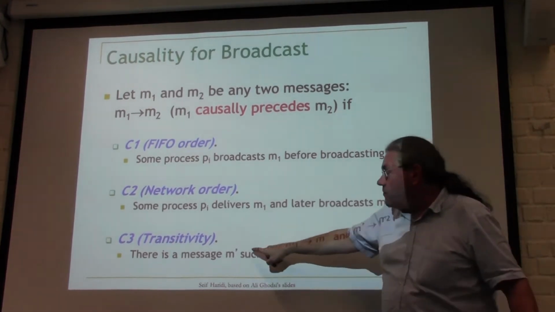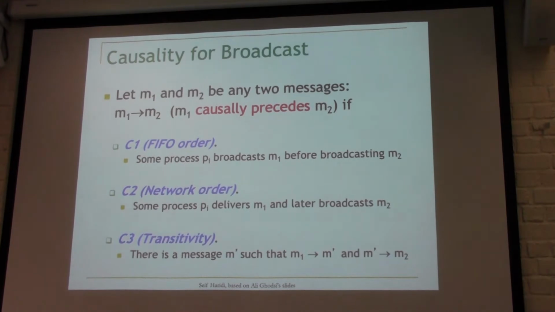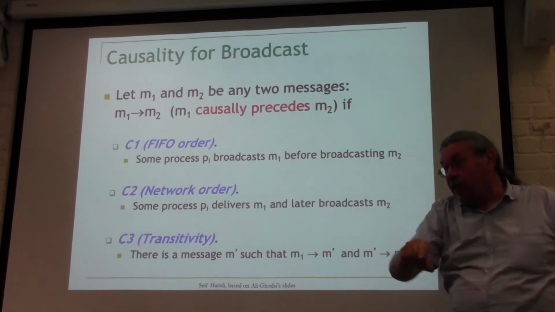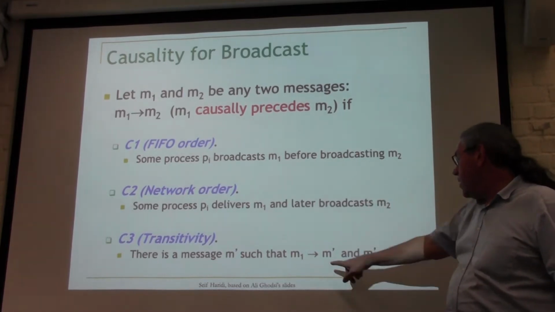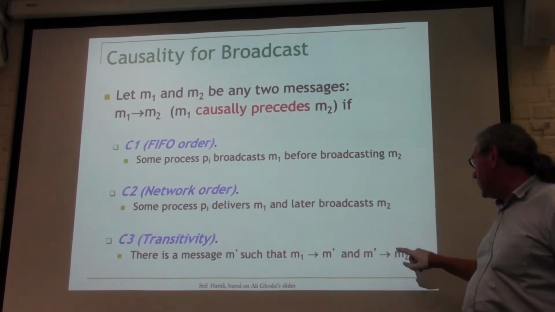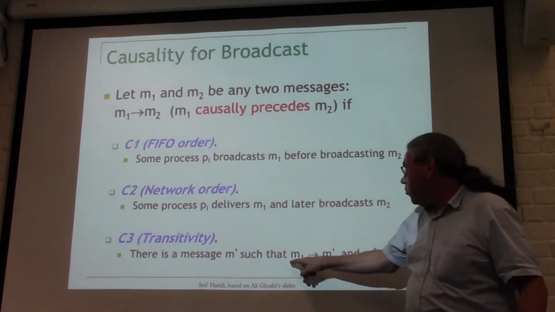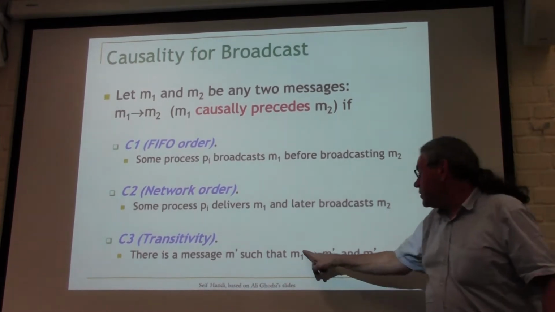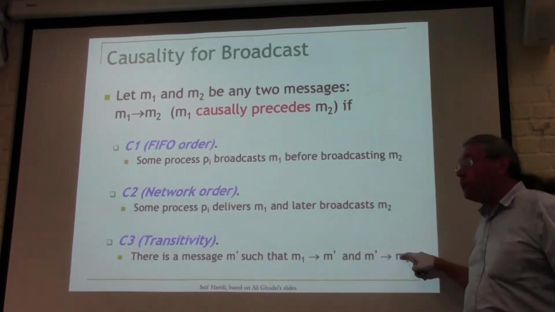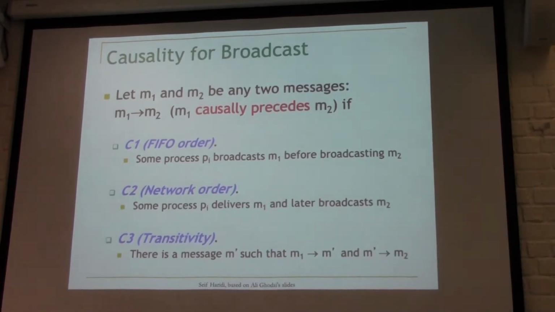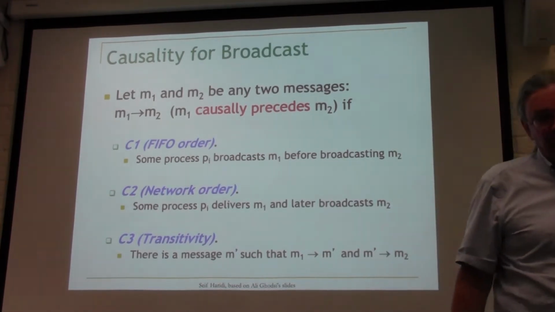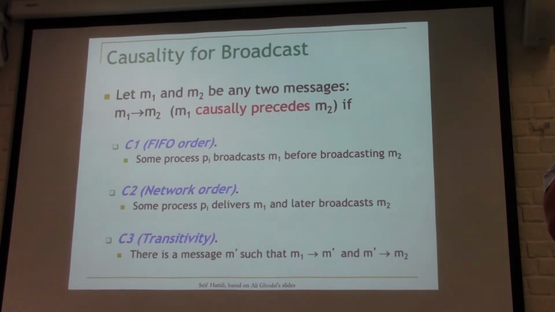And the final one that makes it tricky and hard is transitivity. You can have a long chain of causals. So if M1 is causally preceding M prime, and M prime causally precedes M2, then M1 causally precedes M2. This is recursive, you can see it, because this one is also causally preceding. So you can have a long chain of these. That's what makes it hard and interesting. Okay, so that's the definition.